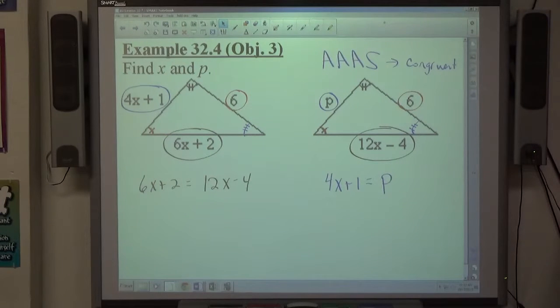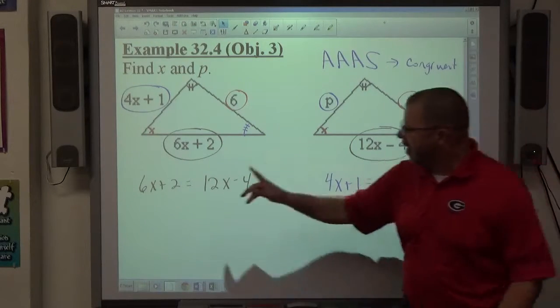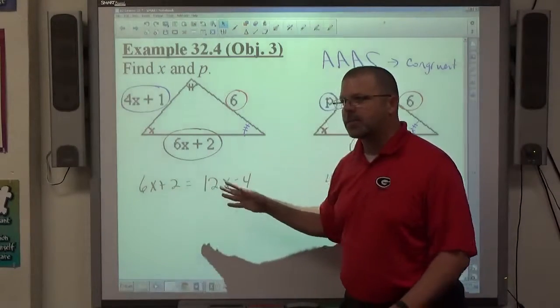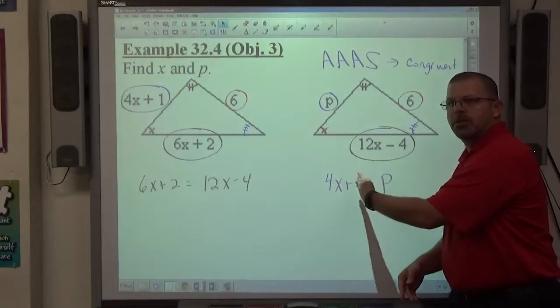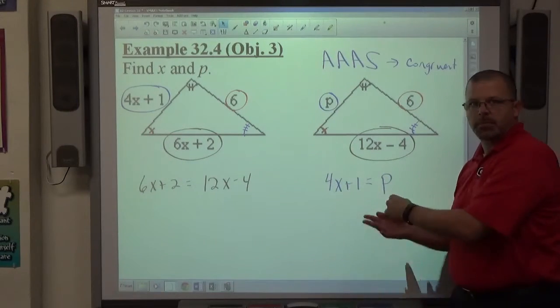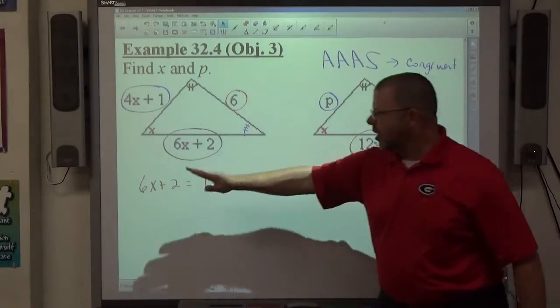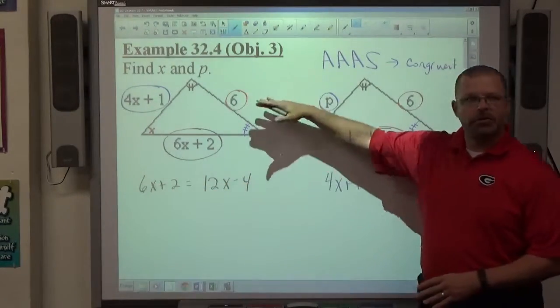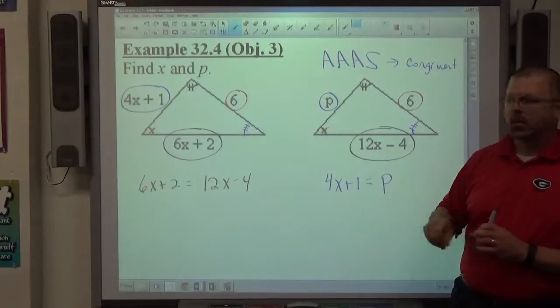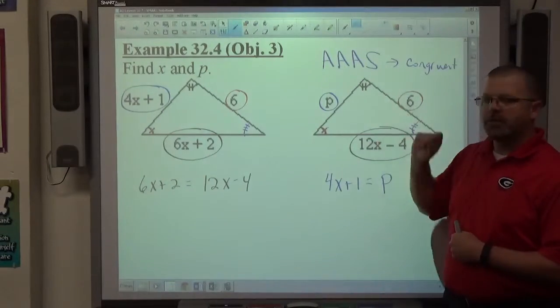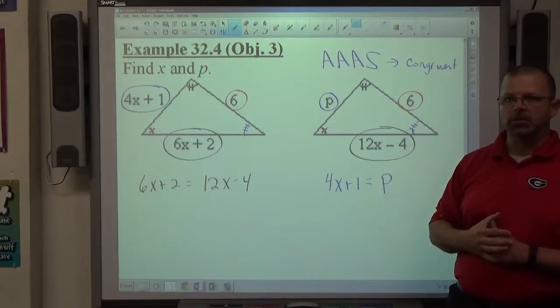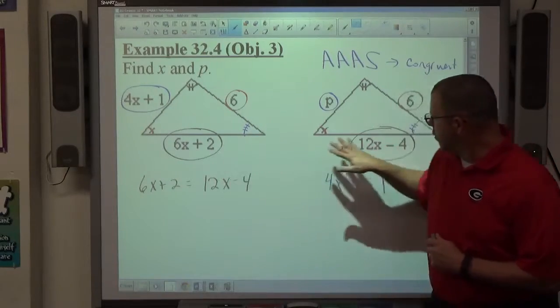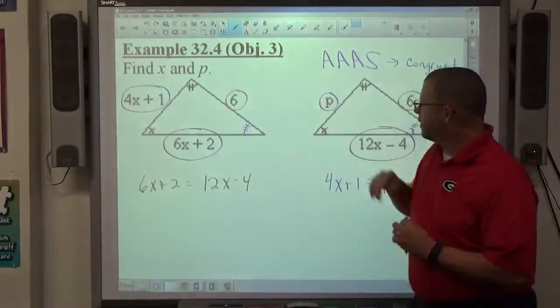Which one can be solved right off the bat? The black one, right? The 6x plus 2 equals 12x minus 4. The only variable that we have here is x. This has x and p. That has two variables. So I can't solve a two-variable problem from scratch, but I can solve a one-variable problem from scratch. But again, is everybody okay with how I got from the figure to the two equations? The 6's are equal, which means every corresponding pair of sides is equal. Okay? This equals this, that equals that.